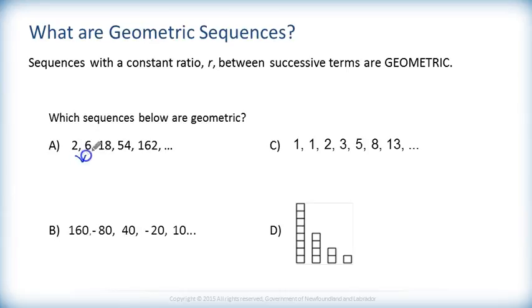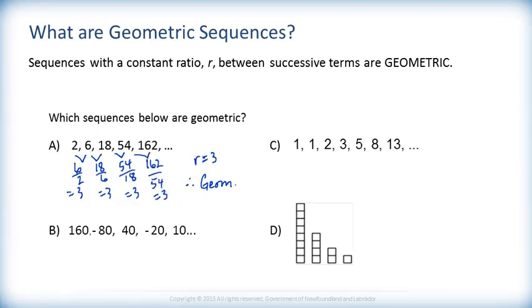So in this first example, 6 divided by 2 is equal to 3. 18 divided by 6 is equal to 3. 54 divided by 18 is equal to 3. And 162 divided by 54 is equal to 3. Therefore, we have a constant ratio of 3 and we have a geometric sequence. We can also see that to get from one term to the next, we have to multiply by 3.